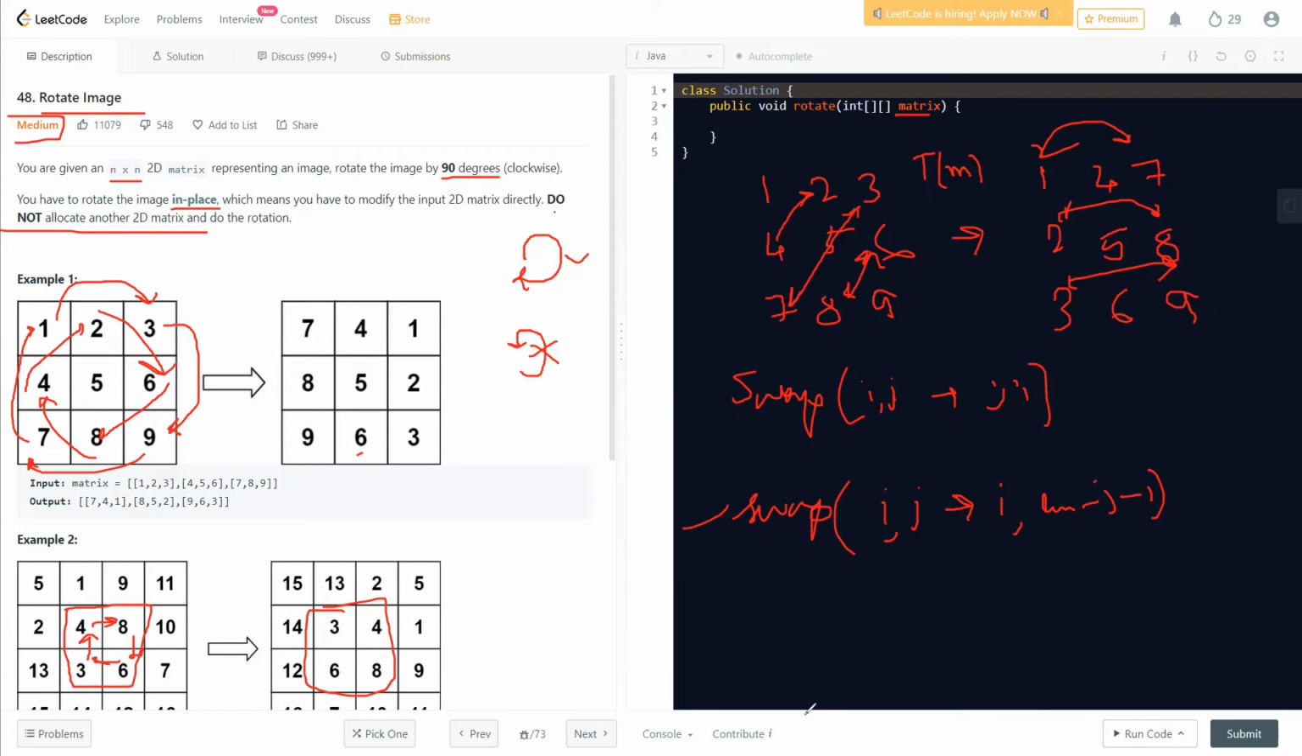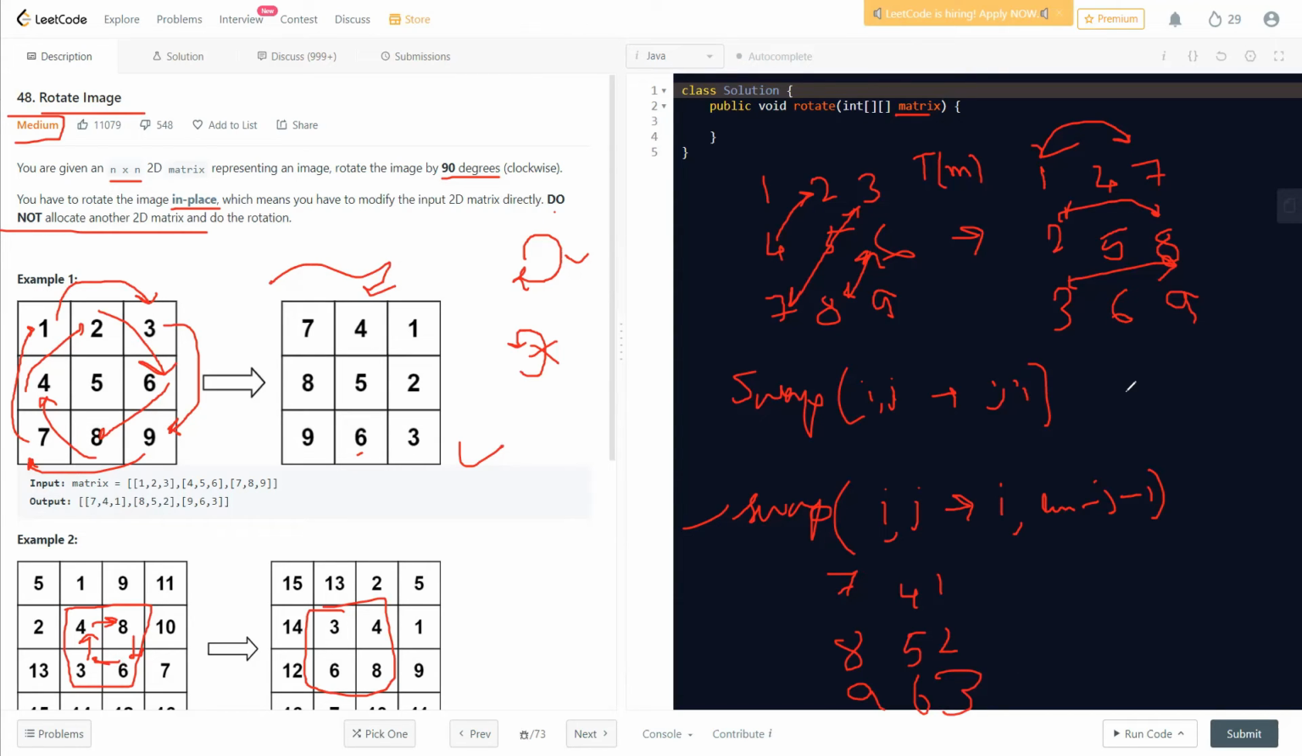If we do this step, what will be our answer? Our answer will be something like 7 comes at the beginning, then 4, then 1. Then if we swap 2 and 8, it's like 8, 5, and then 2. And if we swap 3 and 9, it will be like 9, 6, and 3. See, that's what our answer is over here. Fine. That's our expected answer. Here is what we find.